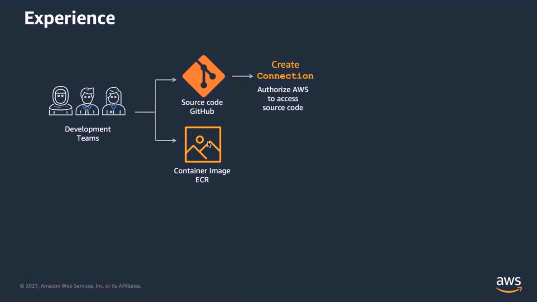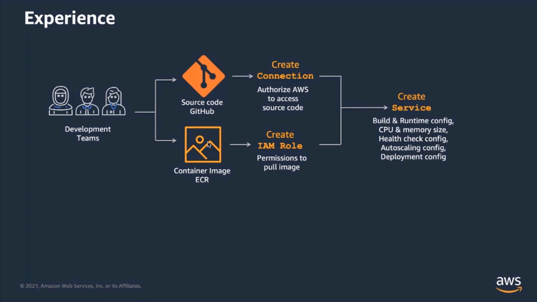So if you start with GitHub, your first step is to create a connection, which basically authorizes AWS to access your source code in GitHub. Or if you start with a container image, you have to create an IAM role that gives us permissions to pull your image from ECR. And then once you've done that, really it's just a single API call. It's the create service API.